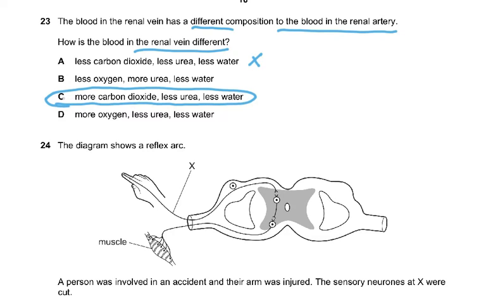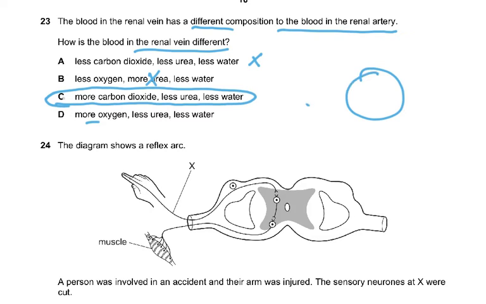Why would the blood in the renal vein have less oxygen, more urea? No, that is wrong. More oxygen? No, the renal vein can't have more oxygen. Less urea, less water is correct, but more oxygen is wrong, because the renal artery will have more oxygen. The renal vein will have less oxygen.